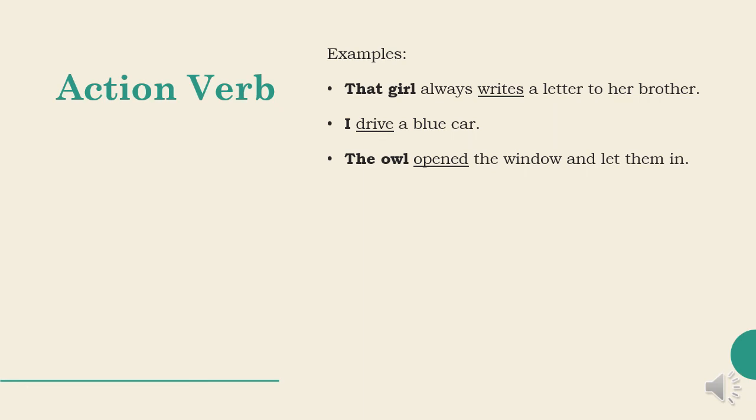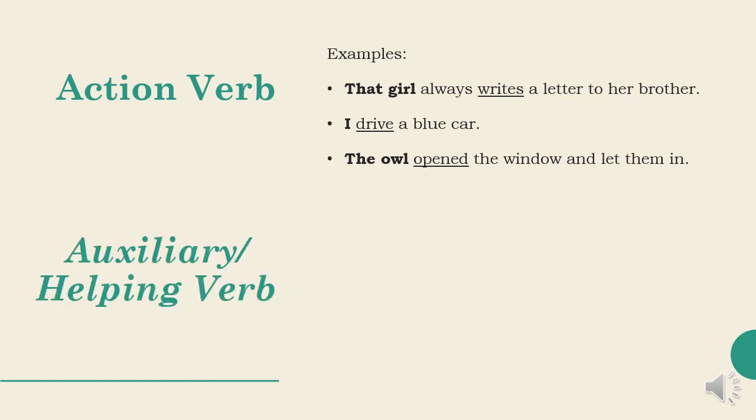And then, the owl opened the window and let them in. The action verb is the word opened, and the subject of the sentence is the owl. What about the example of sentences using auxiliary or helping verbs? Let's take a look.